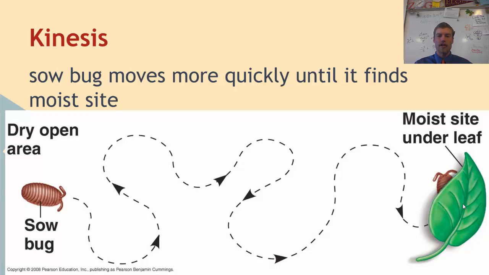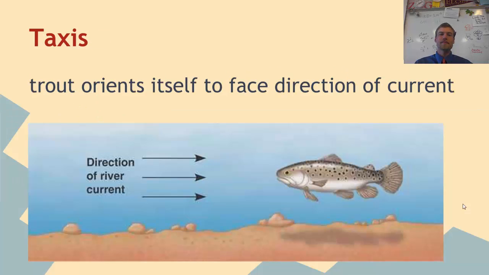It's not a directional thing, but once it finds it, it knows where it wants to be. And then we've got a taxis. This is where you've got, let's say, phototaxis, moving towards light. In this case, the trout is orienting itself to face the direction of the current. Why? Well, it's more likely that food will be coming down the river current, so it's going to orient itself to be able to face in that direction.